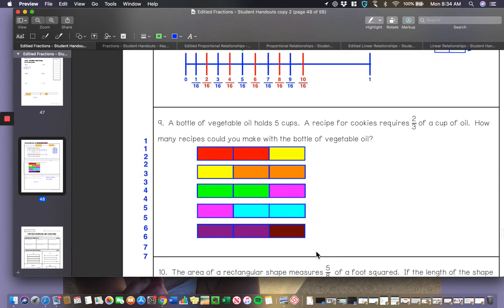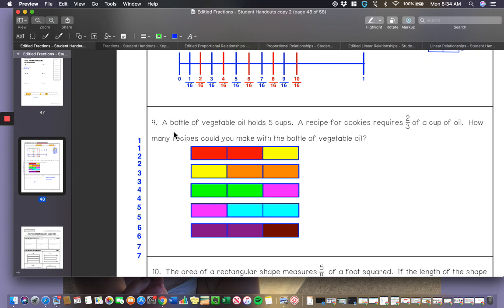All right, number 9. A bottle of vegetable oil holds 5 cups. A recipe for cookies requires 2/3 of a cup of oil. How many recipes could you make with a bottle of vegetable oil? Well, if I want to make cookies, I need to recognize that each portion is 2/3. So in each bottle of vegetable oil, there's 5 cups, right? But I only need 2/3 of each cup to make cookies.